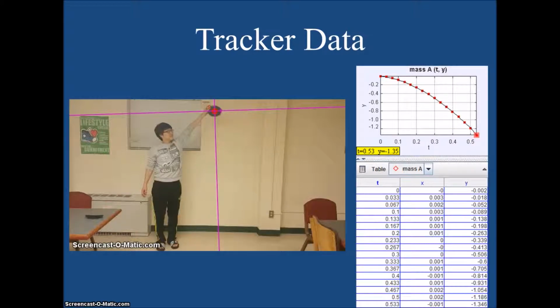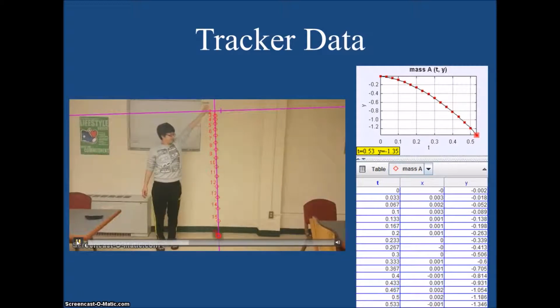The data that was extracted from Tracker is shown on the right. Only the time t and y column were used in graphing the observed model. The graph of just the observed model is shown above the data points. The clip on the left here illustrates how the data points were collected from the original video.